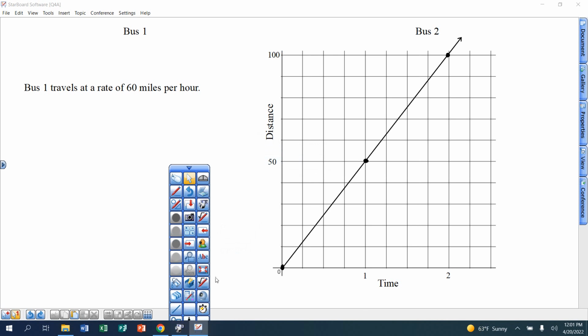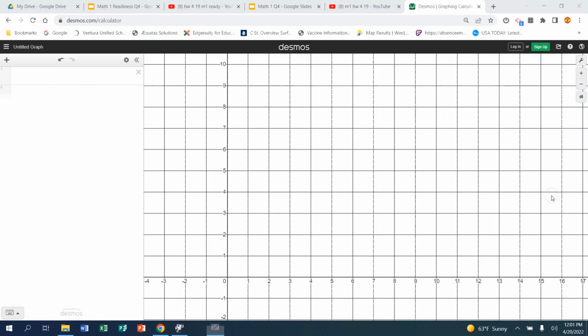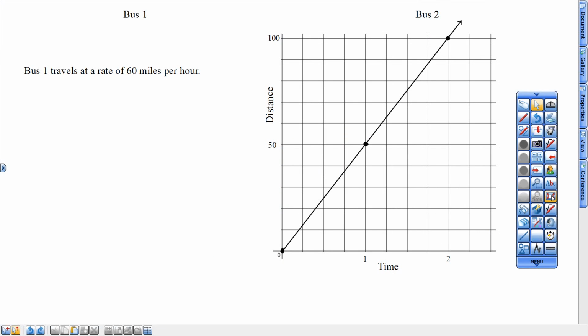Okay, for homework 420, I would like you to copy these problems down, the words. I'll give you one to try on your own. First word is poly.